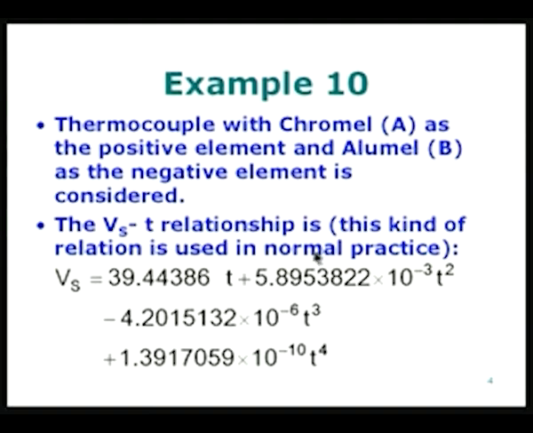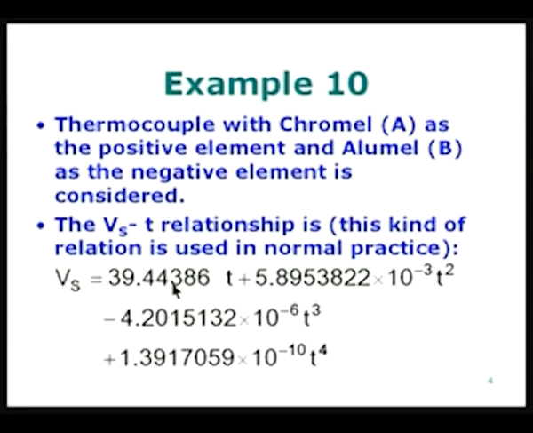So, the VST relationship is represented in this form. This is normal practice. In this case, I am representing it as a 4th degree polynomial. So, you can see that Vs equal to 39.4436 T, where T is in degrees Celsius and Vs is in microvolts, plus 5.89 etc. 10 to the power minus 3 into T squared. It is a quadratic term.